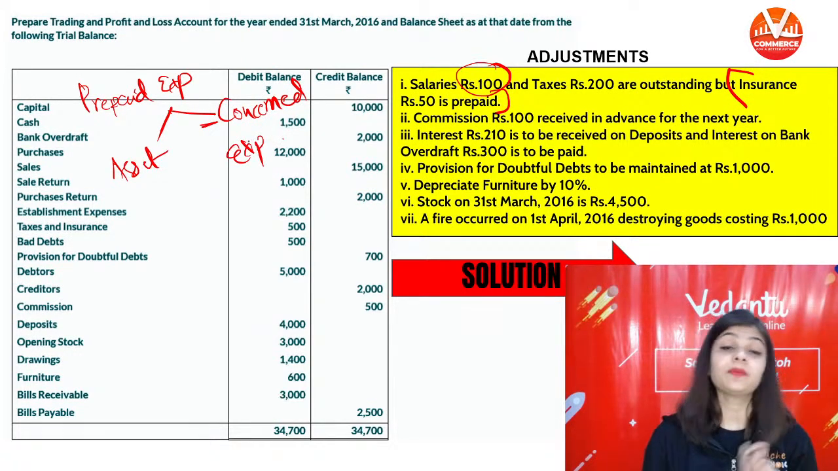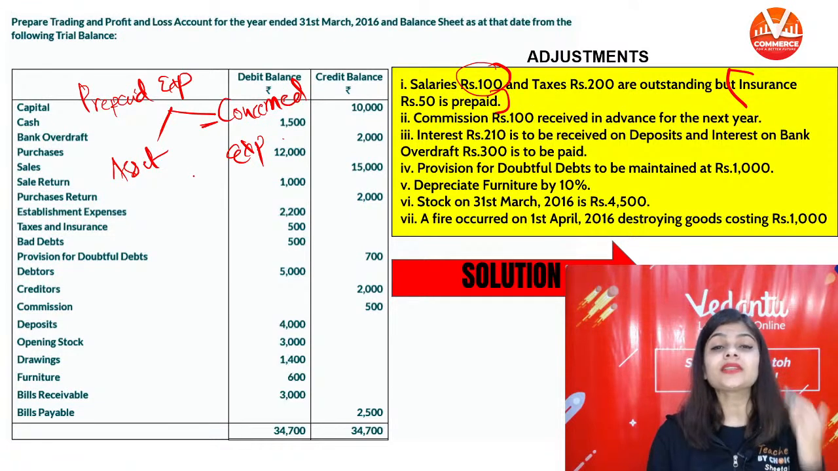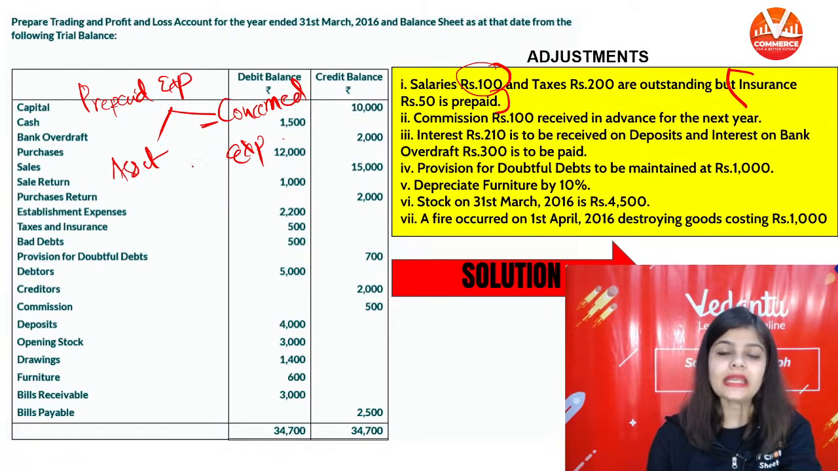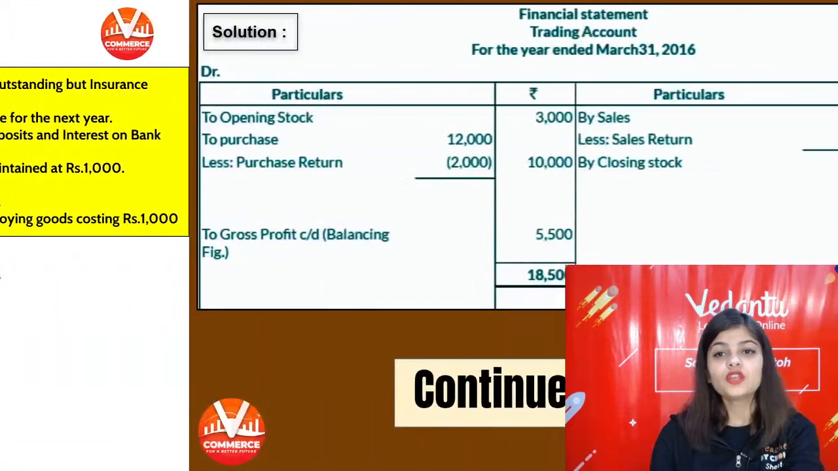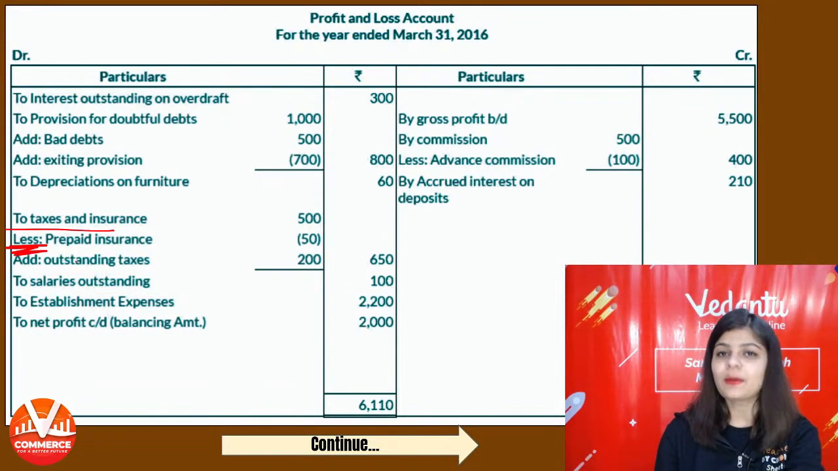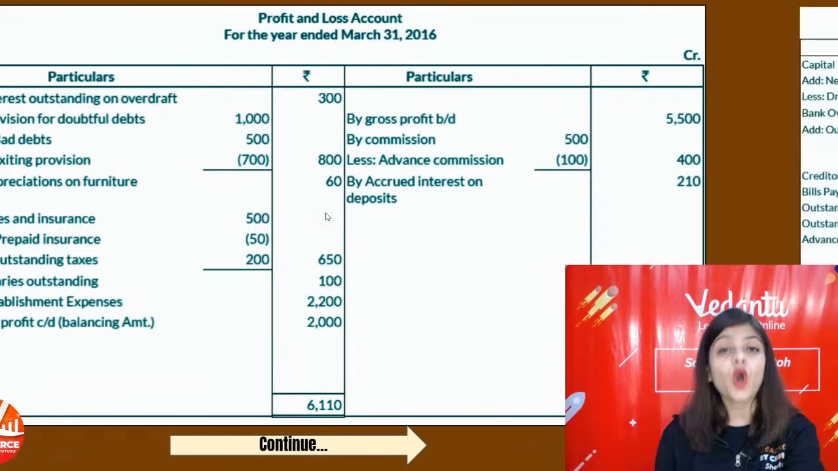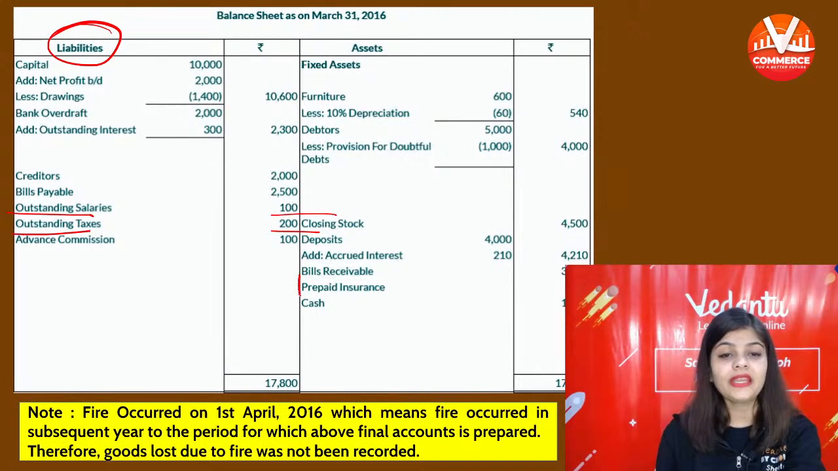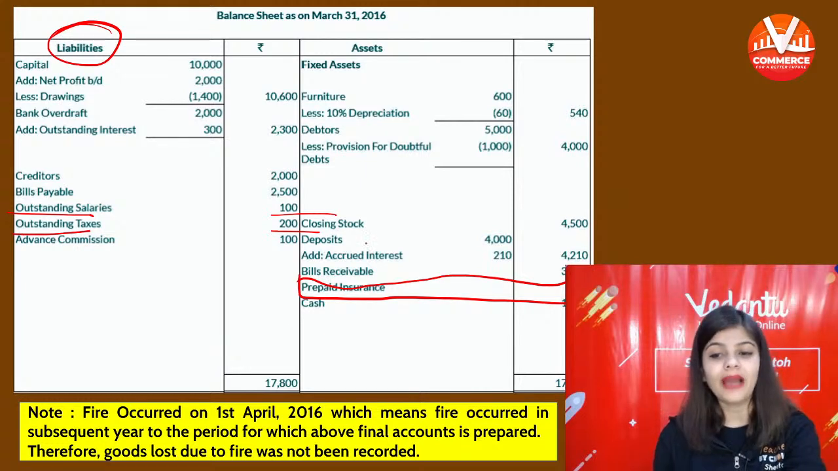Concerned expense में से minus कर देंगे because it is not related to current year. It is not a part of current year expense. So subtract from the concerned expense. From taxes and insurance, you will subtract less prepaid insurance 50 rupees because it is not a part of current year. And after that, you will record this on the asset side. Prepaid insurance 50 rupees on the asset side of balance sheet.